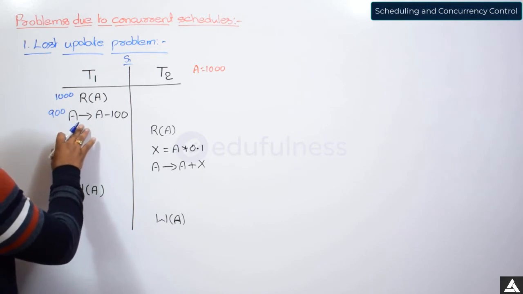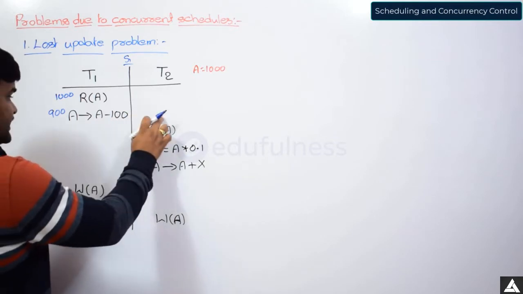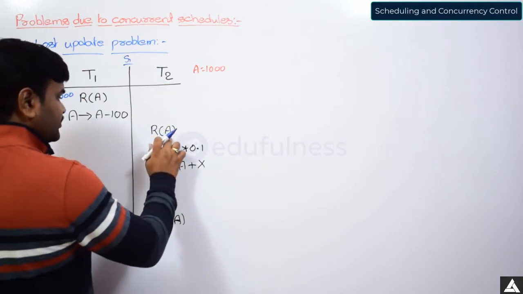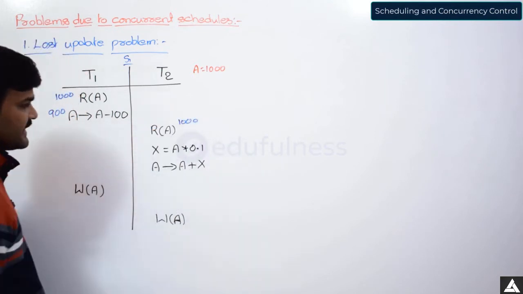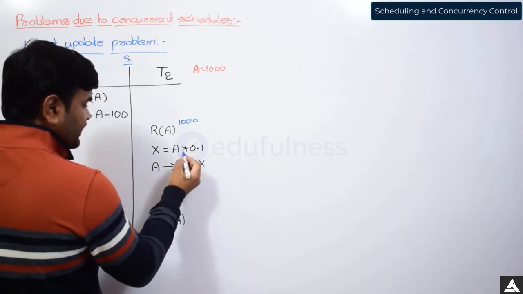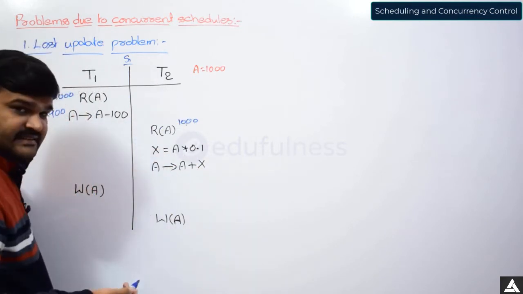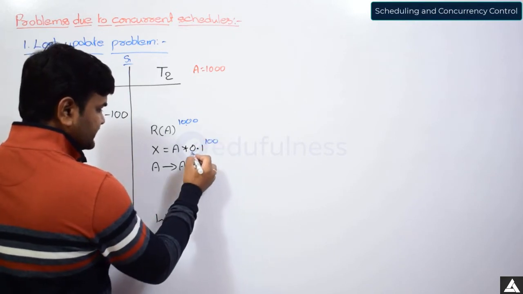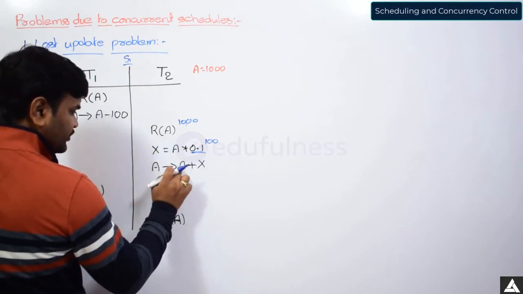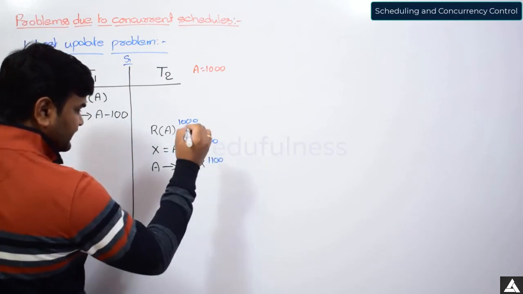After this, you shifted to the T2 transaction. So from T1 to T2 we switched. Now in T2 you are reading the A value, which is 1000. Then in the next operation we do some calculation: you find 10% of this 1000 and store it in X. That is 100, because 0.1 means 10%. Then you add the X value to A. A is 1000, 1000 plus 100 becomes 1100.